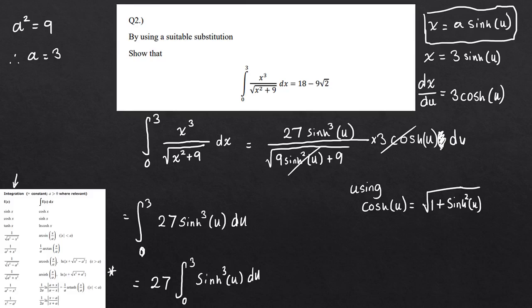Here now, I need to use a bit of a trick. Hopefully you've seen something of this form before when integrating, where you've got sinh to the odd power like this. What I do now is split this up. So I write this as 27 lots of the integral from 0 to 3 of sinh squared u times sinh u. Clearly the powers add up there to give me 3. And don't forget your du.